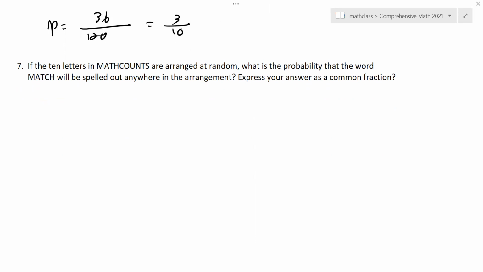Our next problem is: if the 10 letters in MASS COUNT are arranged at random, what is the probability that the word MATCH will spread out anywhere in the arrangement? Okay, so what kind of arrangement is this?